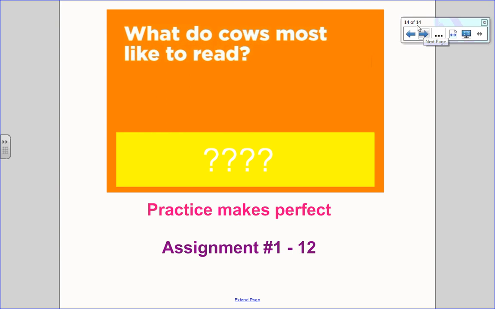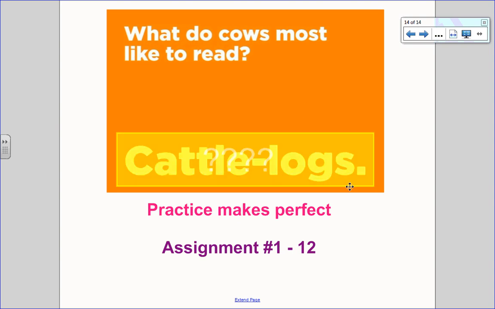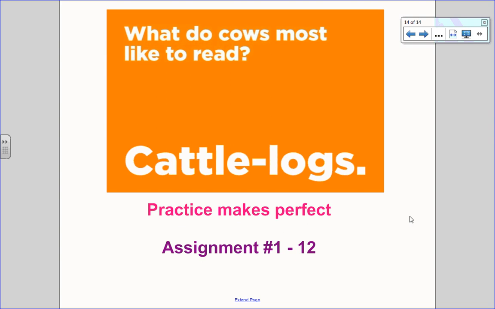So my question for you is, what do cows most like to read? Any ideas? Got an idea in your head? They like to read catalogs. You got to admit that one's really good.